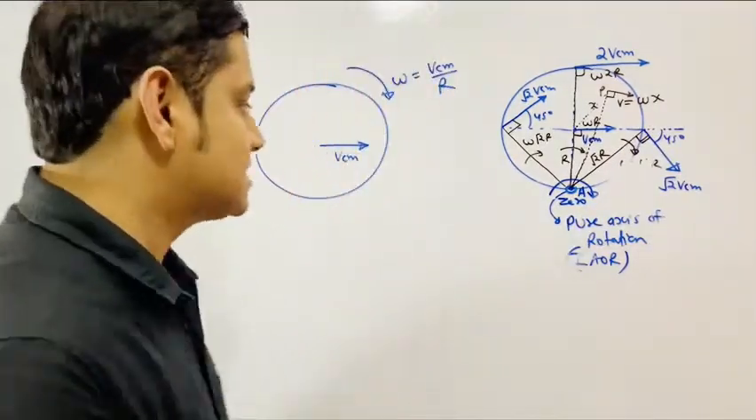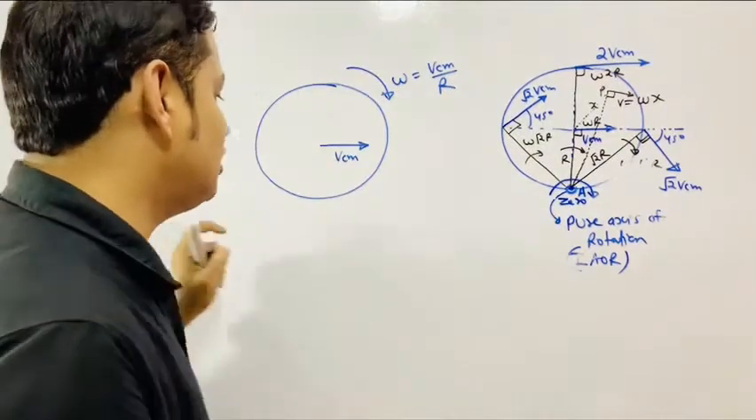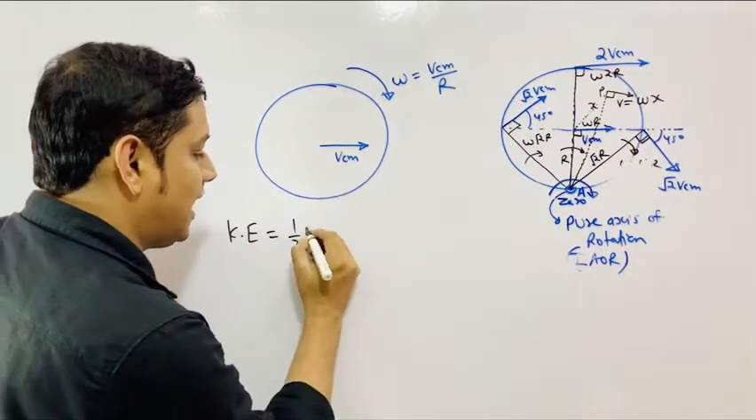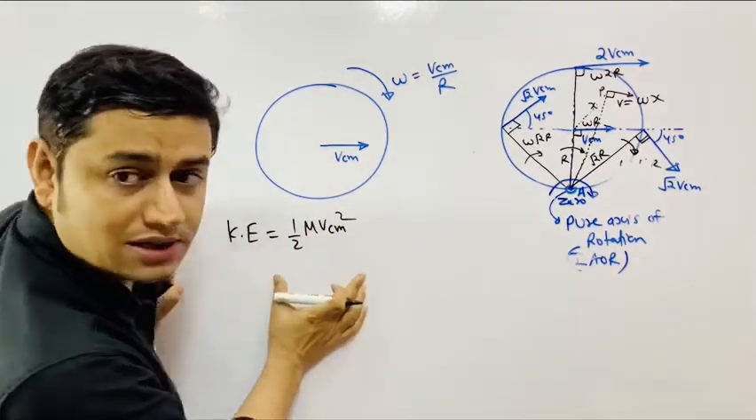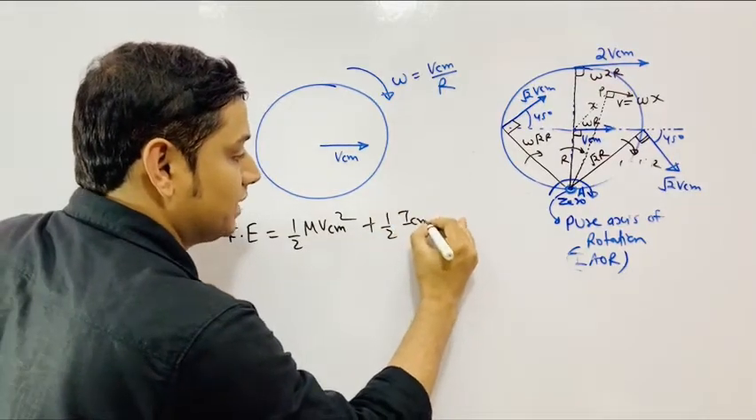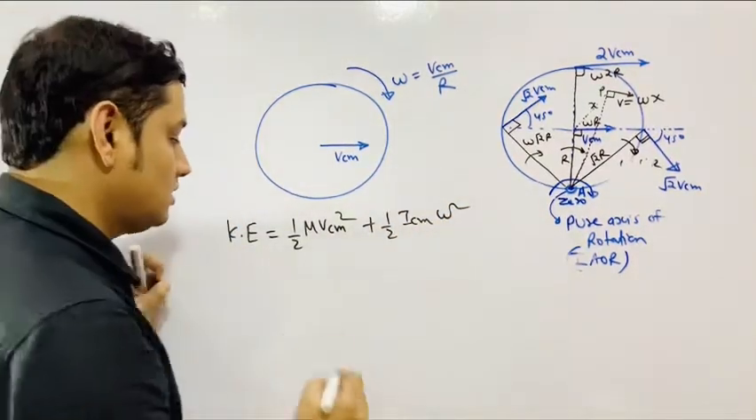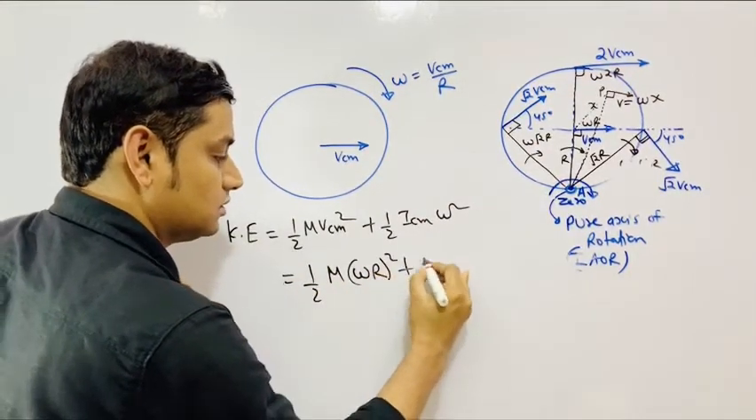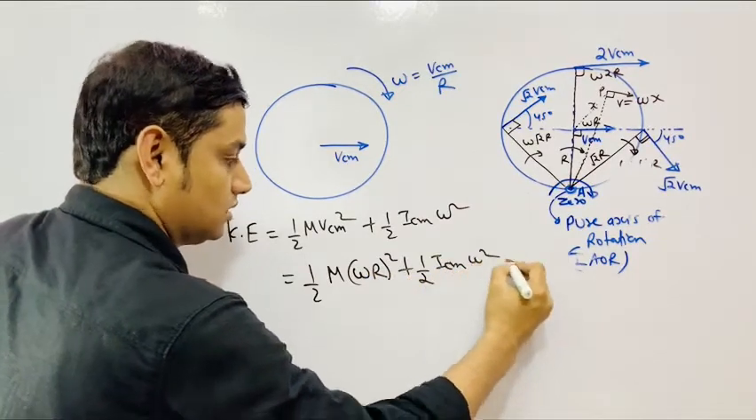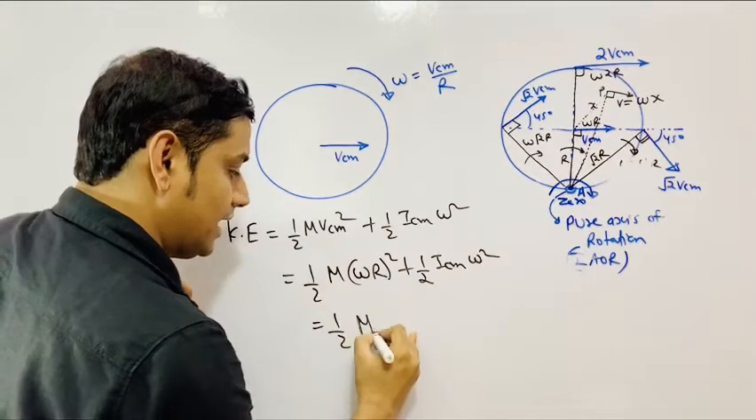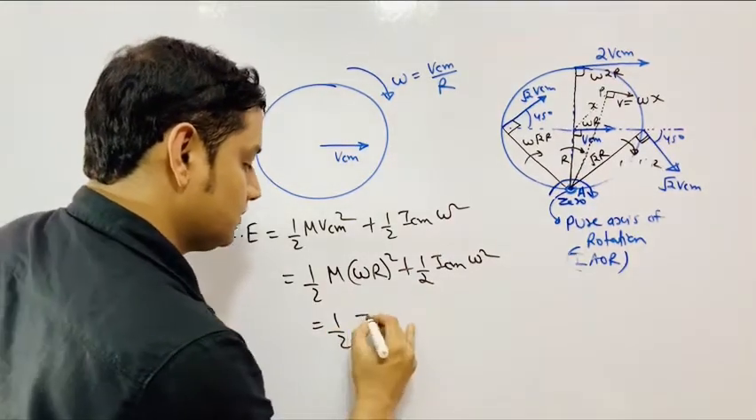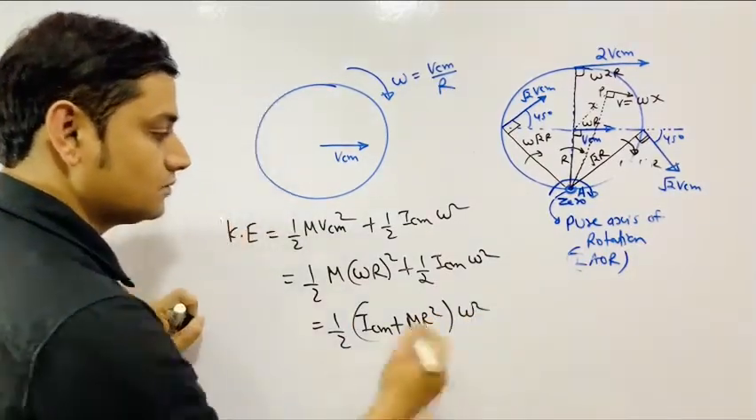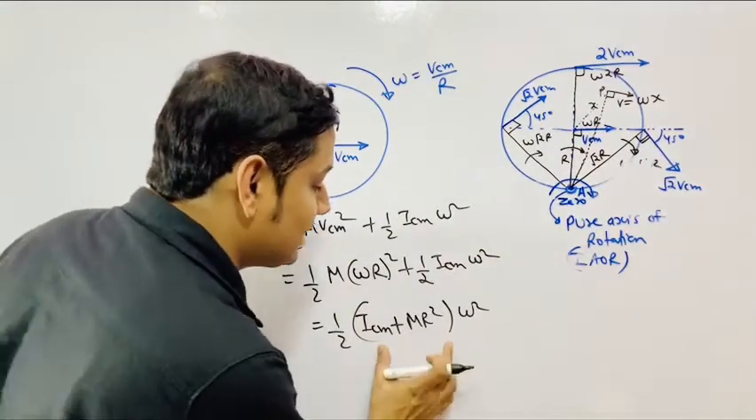Second thing, suppose I want to know its kinetic energy. Kinetic energy is equal to half m VCM square, purely translational, plus half ICM omega square, purely rotational. That means half m, and VCM is omega r, plus half ICM omega square. That becomes equal to half times ICM plus mr square, into omega square. I am taking omega square common.